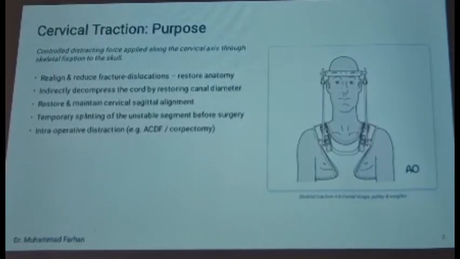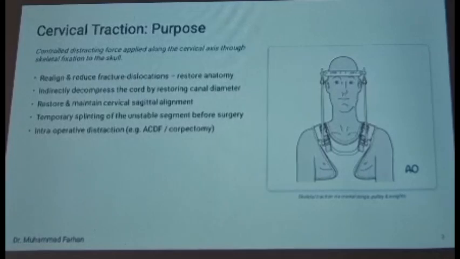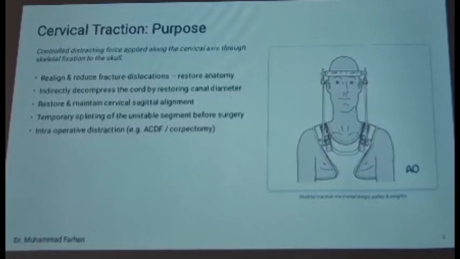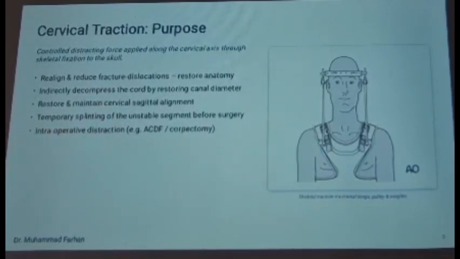So first of all, the purpose of cervical traction is to realign and reduce the cervical fracture dislocation, which restores the normal anatomy. So when a fracture is dislocated, the purpose is the realignment of the normal anatomy, the asymmetrical anatomy of the fracture and dislocation. So when cervical traction is applied, the fractured body or the dislocated fracture comes to its place after applying the resistance, and after applying the resistance and keeping it in its position, it provides a healing time for the fracture dislocation.